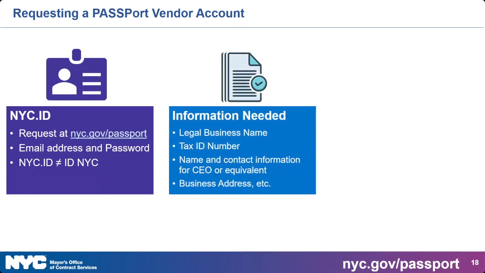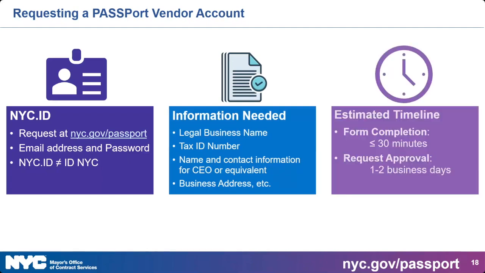What information is needed when you request the account? You'll need to have the legal business name, tax ID number, name and contact information for the CEO or equivalent, and business address. We know your time is precious, so you'll probably be asking, how long does it take to get a nice ID and request an account? If you're computer savvy and prepared, around 30 minutes or less. How long does it take for the account request to be verified? It usually takes 1 to 2 business days.